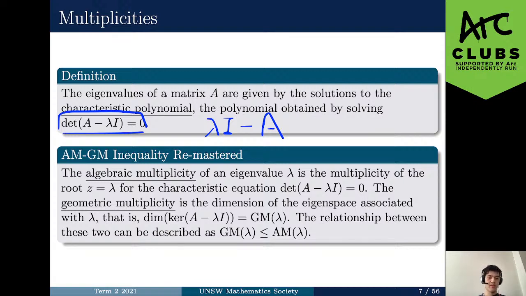Whereas the geometric multiplicity is the dimension of the eigenspace associated with lambda. Remember the eigenspace, we said that is the kernel of A minus lambda I, and the dimension of that kernel is the geometric multiplicity. And in general, we know that the geometric multiplicity is less than or equal to the algebraic multiplicity.